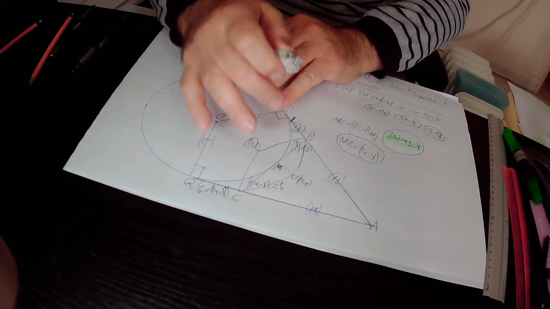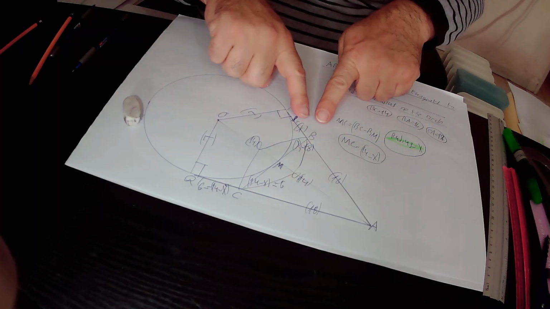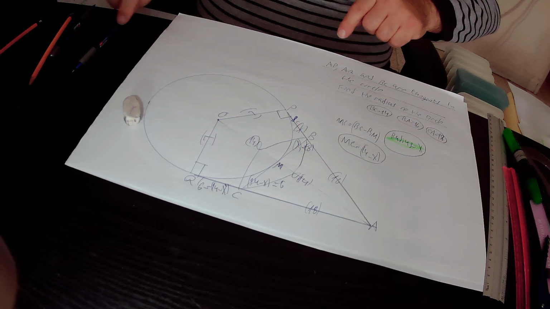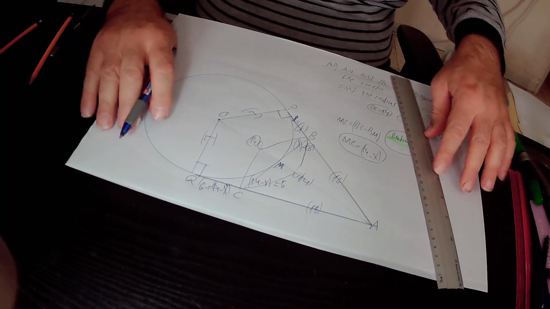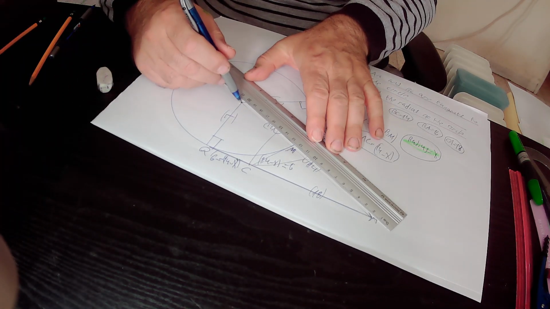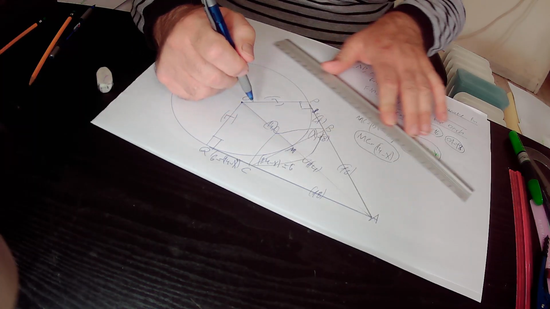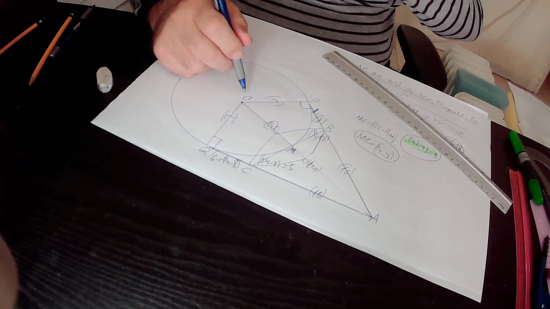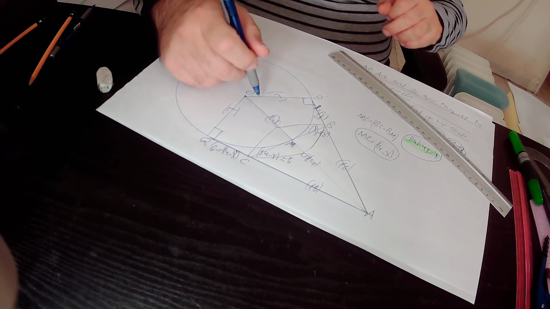And we'll join points O and M together by a straight line. Point M is the point of tangency of tangent BC with this circle. So we join points O and M together. Point O is the center of this circle, point M is a point on the circle itself, therefore OM is the radius of this circle. This equals R.